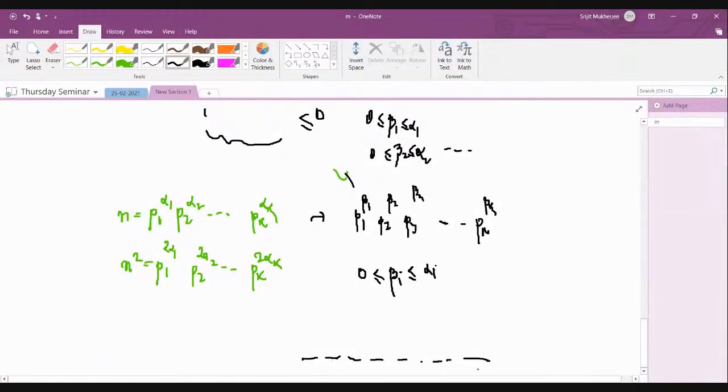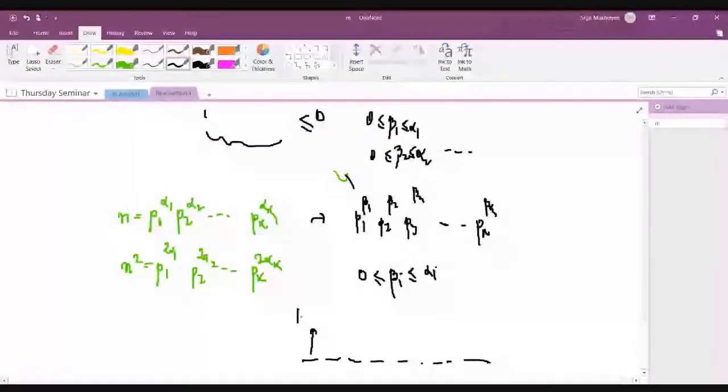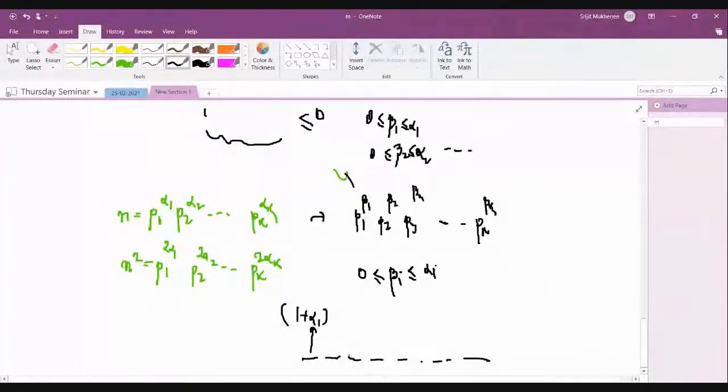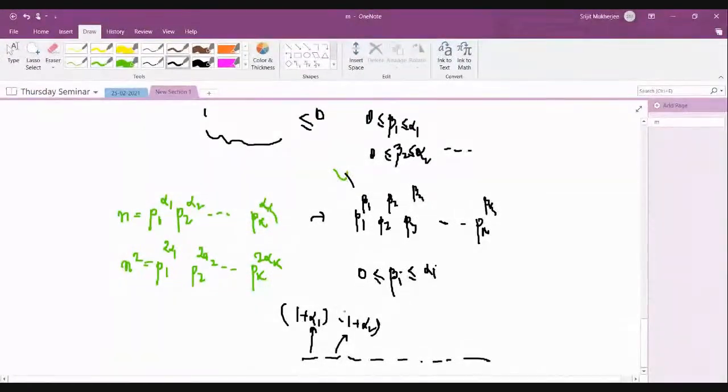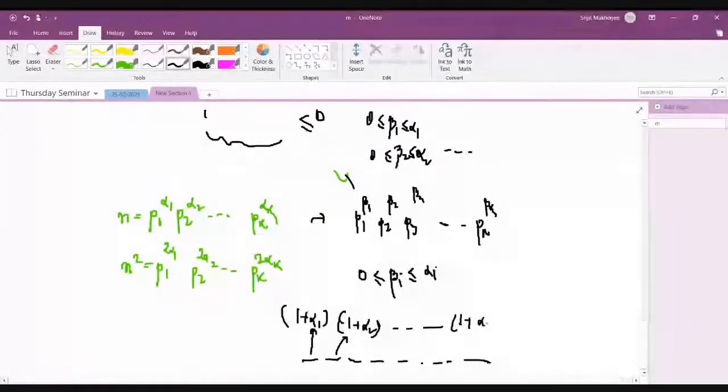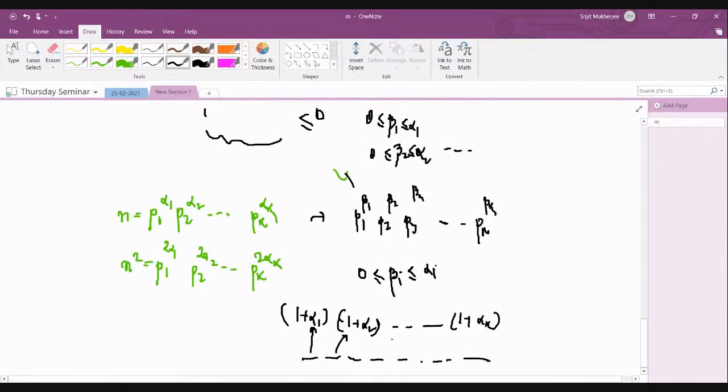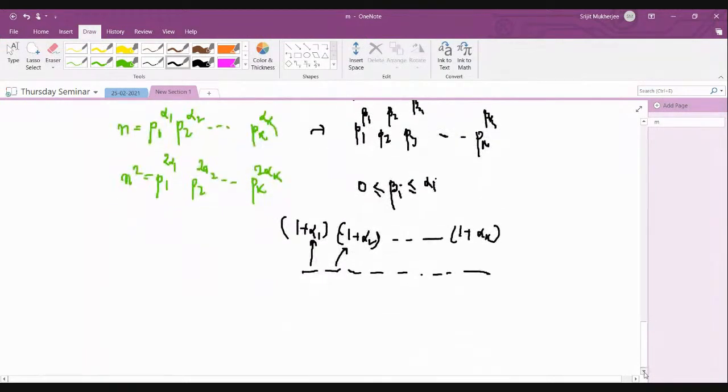For beta 1, beta 2, up to beta k: first, for beta 1, how many options are there? 0, 1, 2, up to alpha 1, that is 1 plus alpha 1. For the second, how many options? 0, 1, 2, up to alpha 2, that is 1 plus alpha 2. So similarly we get the product, up to 1 plus alpha k. That is how the product happens. So this is the number of divisors of n.